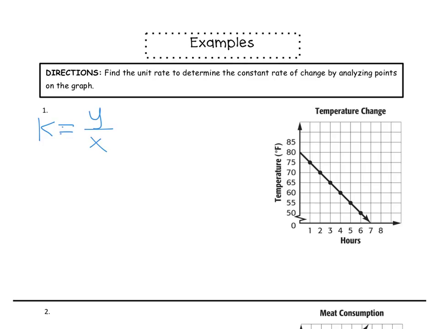So my Y is my temperature, I'm going to abbreviate that, and then my X is the hours. So let's use hours 2 and 3. For the third hour, the temperature was 65 degrees, and then the second hour, the temperature is at 70 degrees.